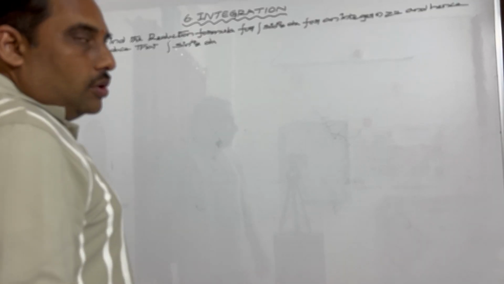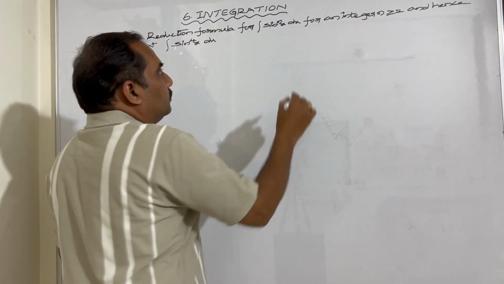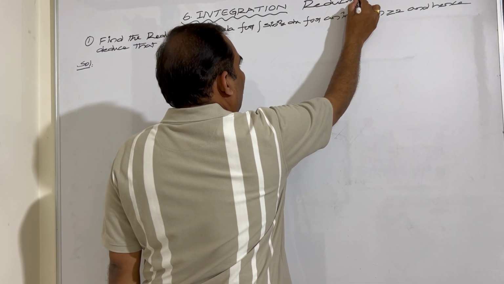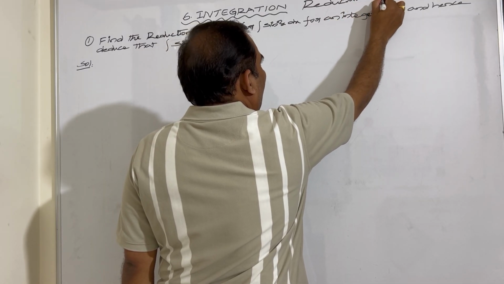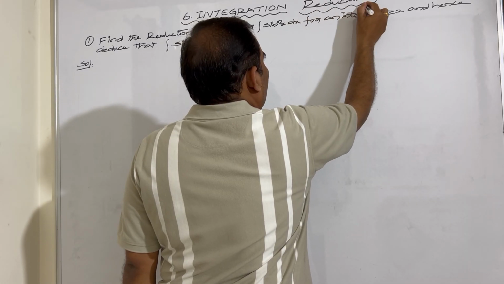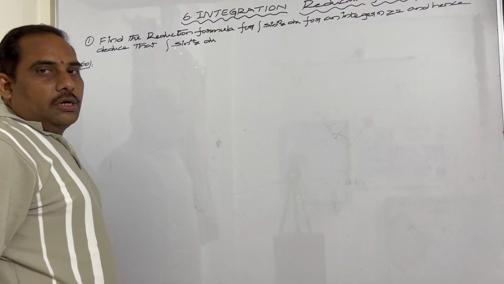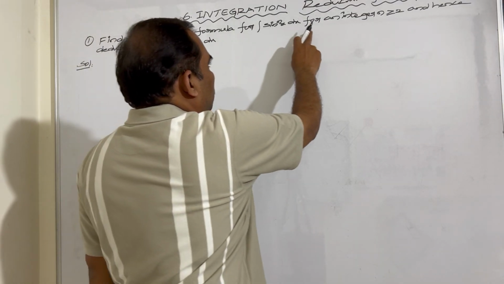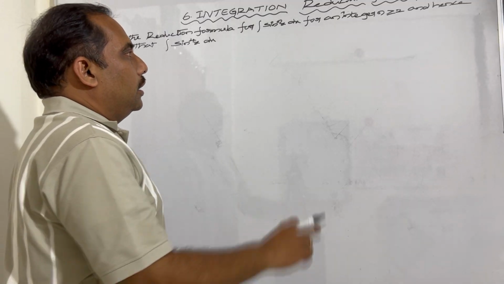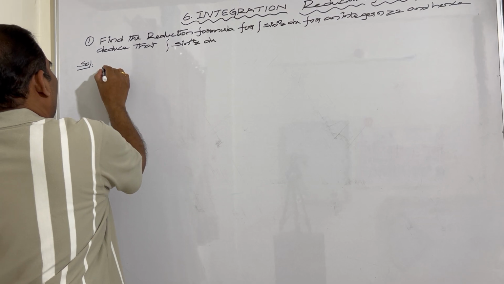So in this video we are going to discuss the 6th chapter, integration, reduction formula. So the first problem is: find the reduction formula for the integral of sine power n x dx for an integer n greater than or equal to 2, and hence deduce the integral of sine power 4 x dx.